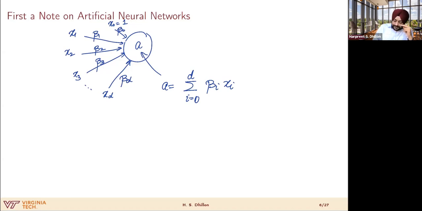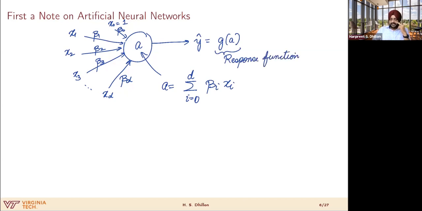Okay. So then what you do is you compute a response on this value a, which is defined as, say, y hat equals g of a. And this is a response function. It is often nonlinear. It will be nonlinear, and we are going to look at some examples of this when we study, for example, logistic regression.